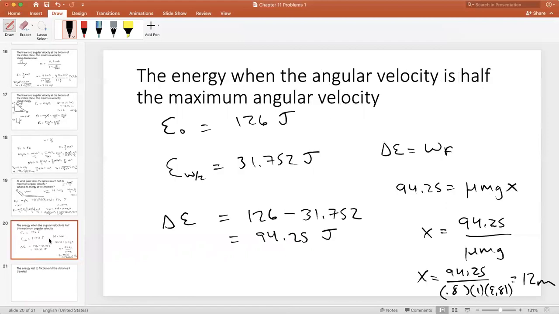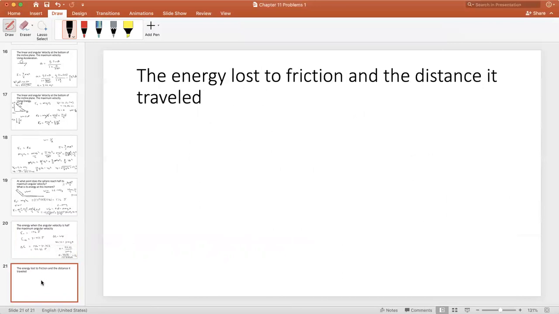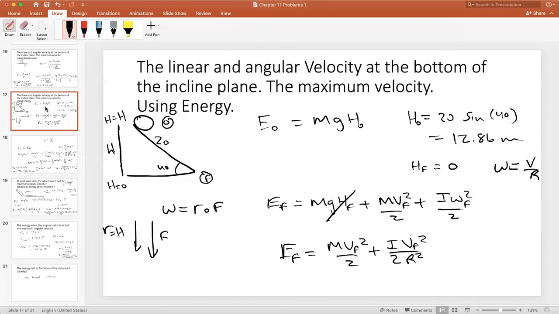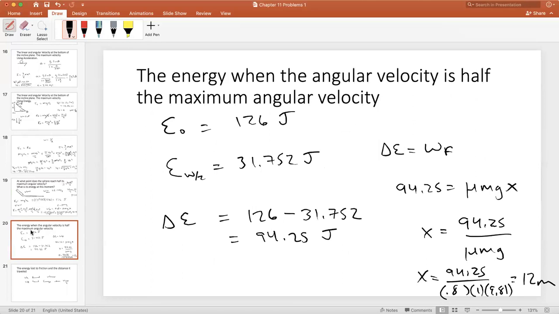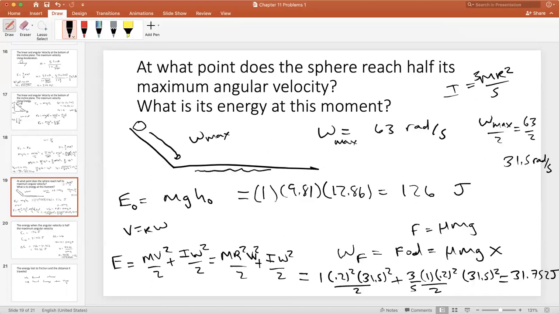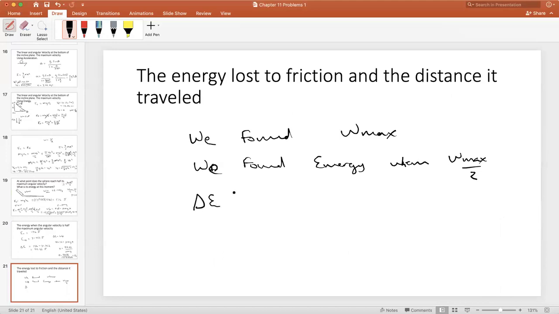And that's it. I jumped ahead a slide, but that's it. So in this problem, to outline it, we found omega max using energy, using the energy at the top of the inclined plane and the energy at the bottom of the inclined plane. Then we found the energy when omega was half of maximum, at the bottom here. And then we took the change in energy and set that equal to the work done by friction and used that to find x.